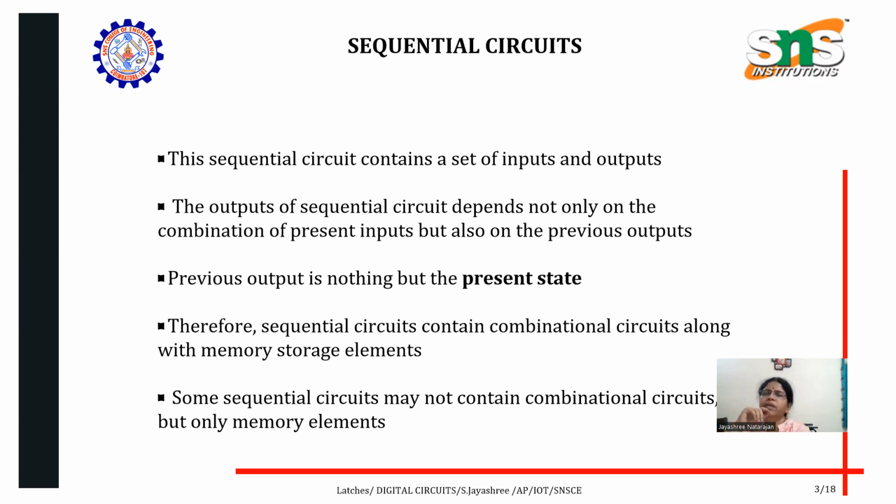A sequential circuit contains a set of inputs and outputs. The outputs of a sequential circuit depend not only on the present inputs but also on previous outputs. The present output we call the present state. Therefore, the sequential circuit contains combinational circuits along with the memory storage element. The entire unit we call a latch. There are different types of latches. One latch is derived from another, and different types of flip-flops.